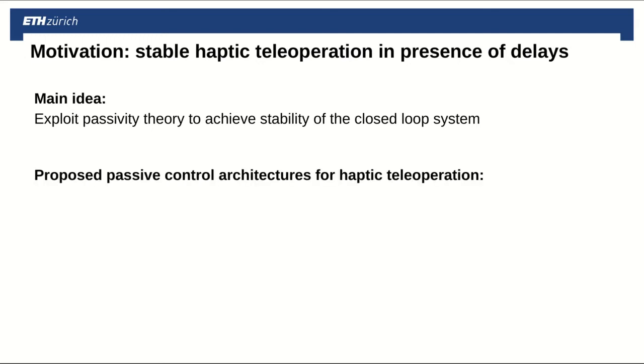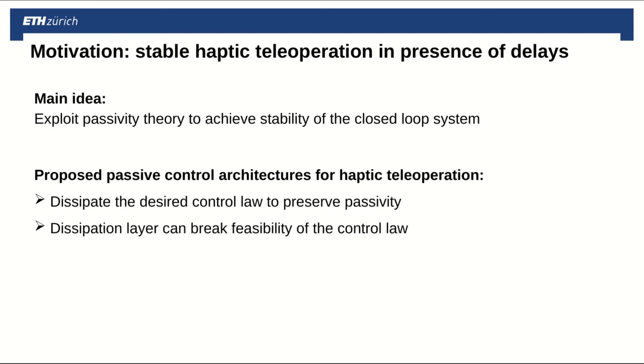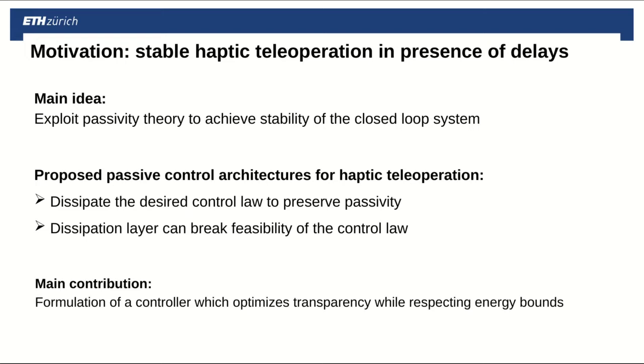The proposed passive control architectures for haptic teleoperation in literature all try to dissipate the desired control law to preserve passivity. However, this dissipation layer can break the feasibility of the control law. Being the whole body controller for our quadrupedal mobile manipulator obtained by solving an optimization problem, we didn't want to break the feasibility of the control law itself by adding a dissipation term. Therefore, we propose a controller which optimizes over transparency while respecting the energy bounds to preserve passivity.